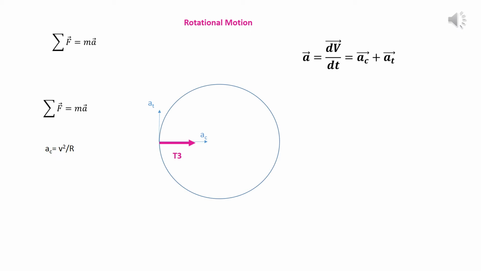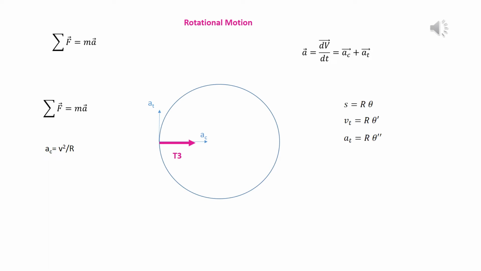It is defined by v squared over r, where v is the instantaneous speed and r is the radius of the circle, or the radius of curvature of the circle. Now we have three formulas, s, vt, and at, where s is the length of the arc. Okay, it's measured in meters. R is the radius, theta is the angle, and they are related as follows in the formula.